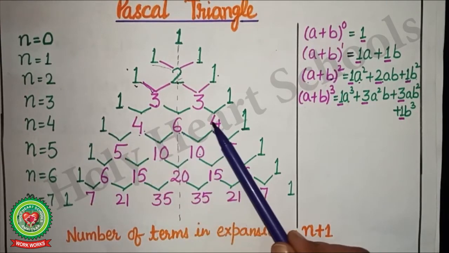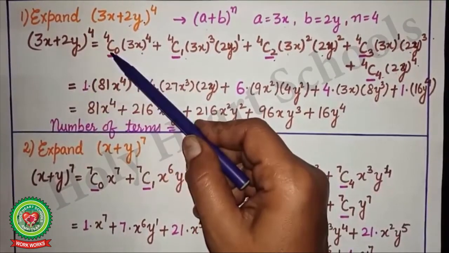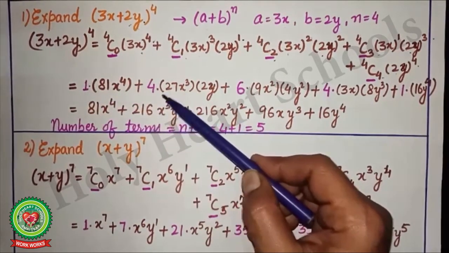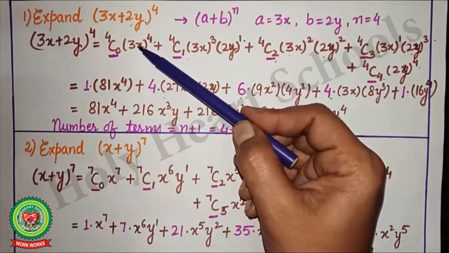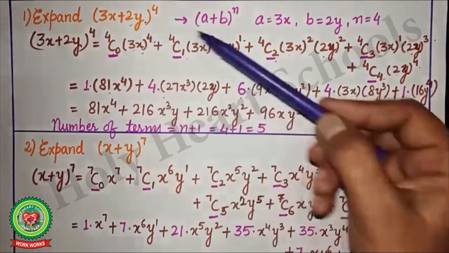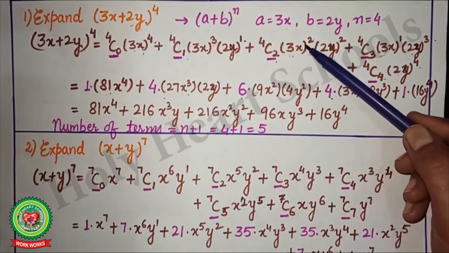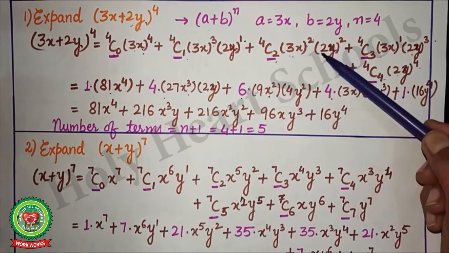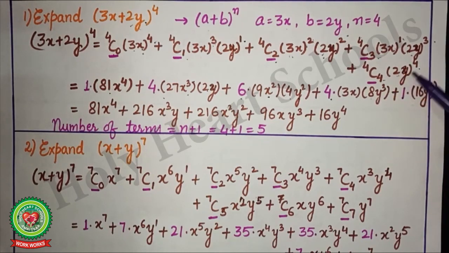Next, by using the Pascal triangle, for n is equal to 4, we have the coefficients 1, 4, 6, 4, 1. Now, we will put these values in place of coefficients: 1, 4, 6, 4 and 1. The rest we can easily calculate: 3x raised to power 4 is 81x raised to power 4. 3x cube is 27x cube and 2y as it is. Here 3x square means 9x square and here 2y whole square means 4y square. 3x as it is, 2y whole cube is 8y cube, and last term is 2y raised to power 4 is 16 into y raised to power 4.